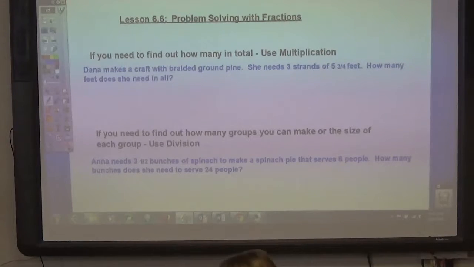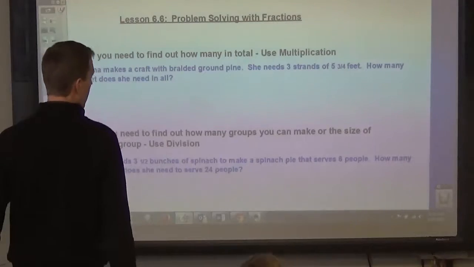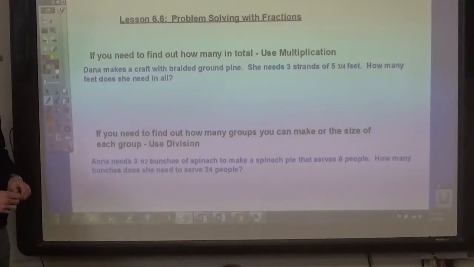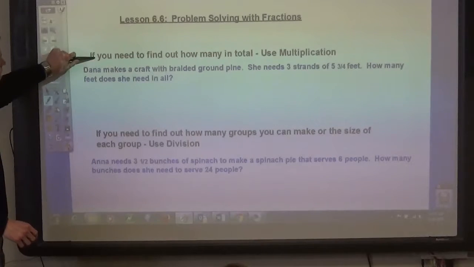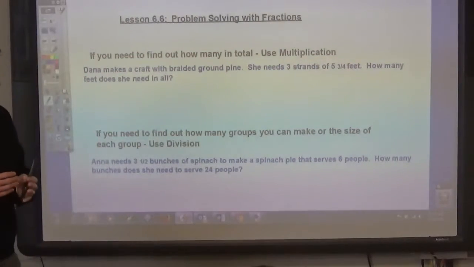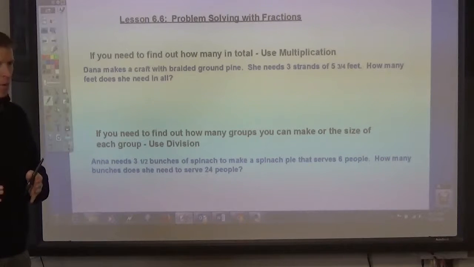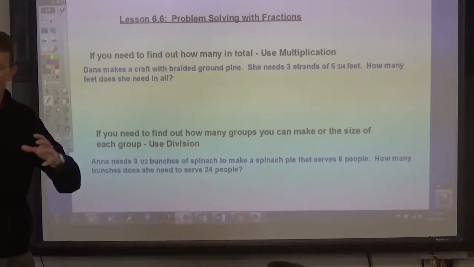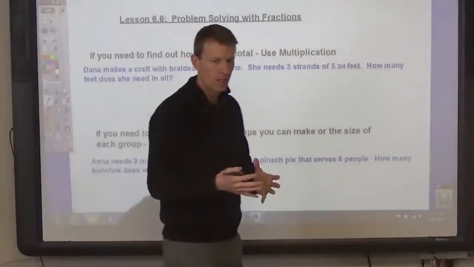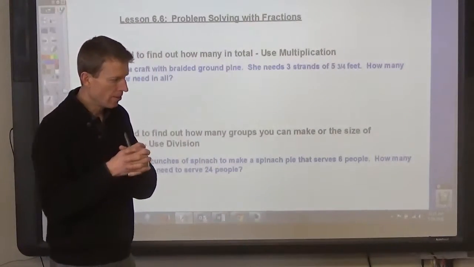And in lesson 6.6, we are going to be doing some problem solving with fractions. In other words, solving real problems. Okay? And most of the time when you're solving, you have to figure out what operation you're going to use. What are the types of operations where you have a bunch of numbers and you need to find the total? What operations put numbers together?